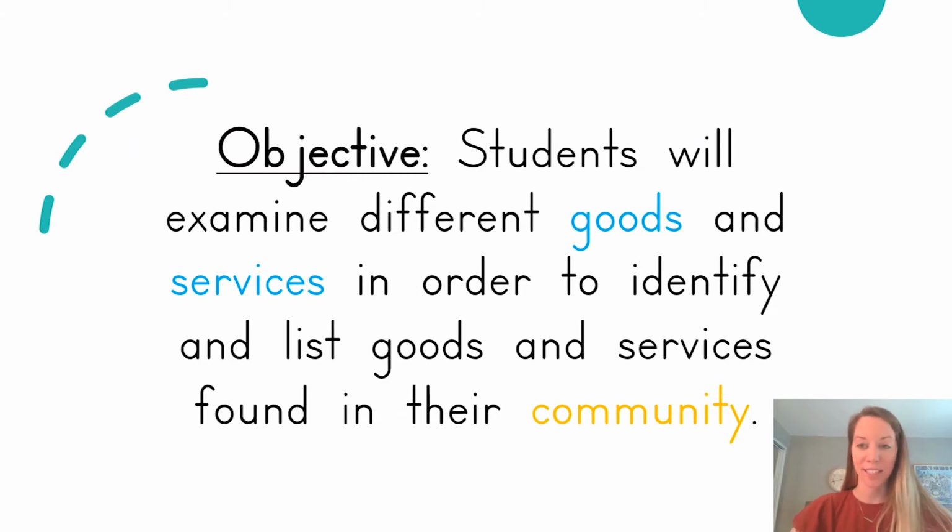So our objective for today's lesson, students will examine different goods and services in order to identify and list goods and services found in their community. If you notice, I have two words highlighted in blue, goods and services. That's because those are our important words for this lesson, and hopefully by the end of this lesson, we'll understand what they mean. This word community is highlighted in orange because that's our vocabulary word. So we're going to talk about that on our next page.